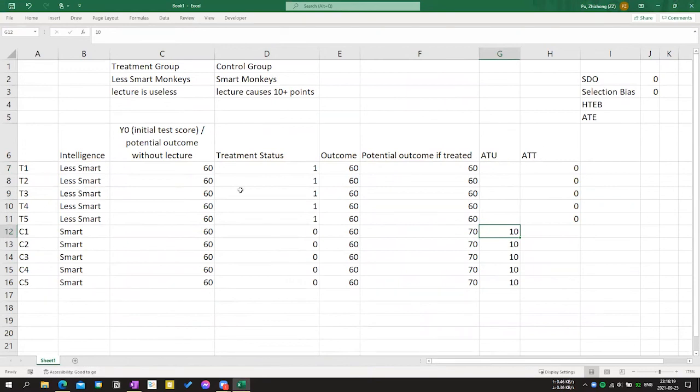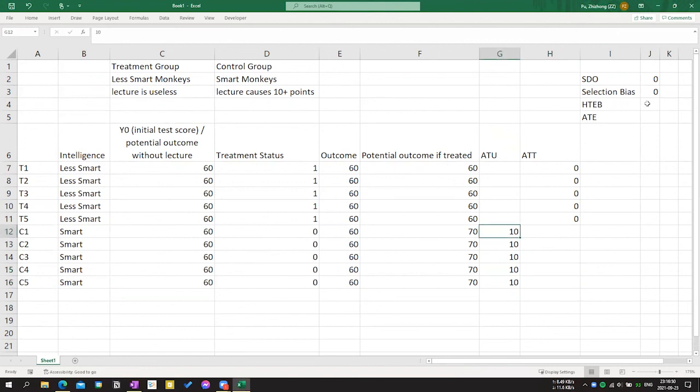So in our case, the treated are the less smart monkeys, and the average treatment effect of a lecture on them, as we have said, would be 0. In this case, the untreated are the smart monkeys. What would be the average treatment effect of a lecture on the untreated, which are the smart monkeys? It will be a 10 points increase.